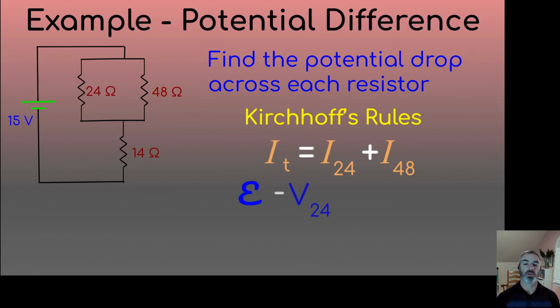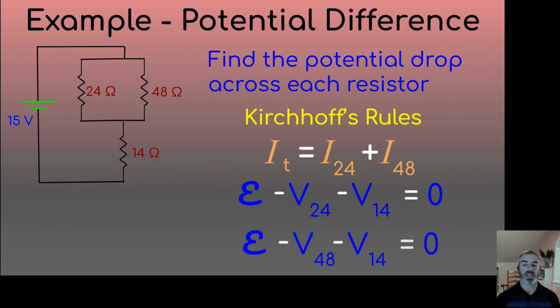So loop rule equation, we have the EMF of the battery, and we know that potential is going to drop across the 24 ohm resistor and then continue along the 14 ohm resistor, and that's going to equal 0. That's one of our loops. The second loop is the EMF of the battery minus the potential drop of the 48 ohm minus the potential drop of the 14 ohm, and that equals 0. So the only difference in these equations is the potential drop, either 24 or 48. The other two values are the same.